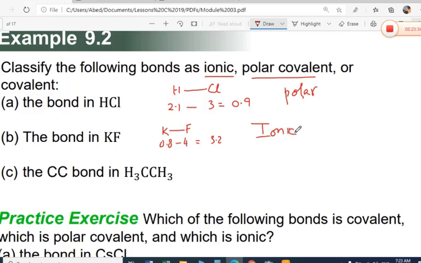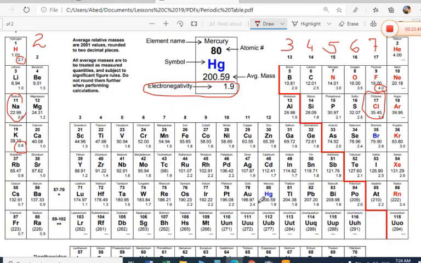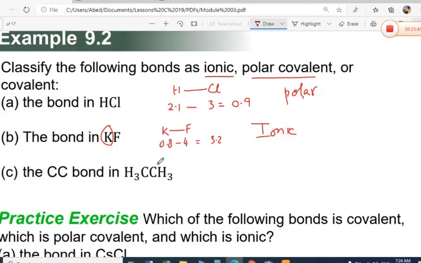Another thing, this is potassium. Potassium is a metal. So without calculation, we can say this is ionic. Let's see here. The potassium is in the metal group, all these are metals. So it is already ionic. But we show the calculation to prove it.